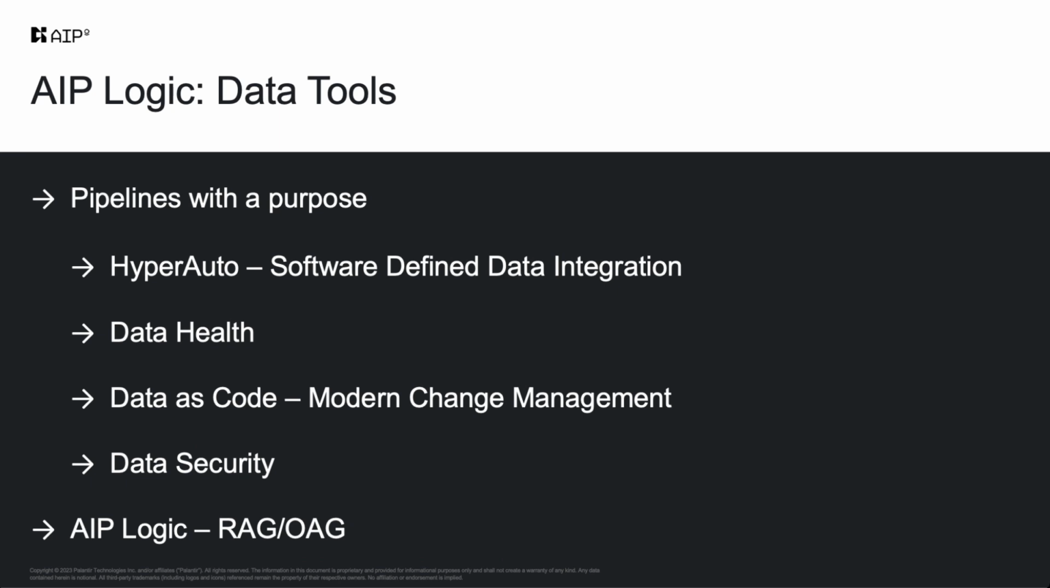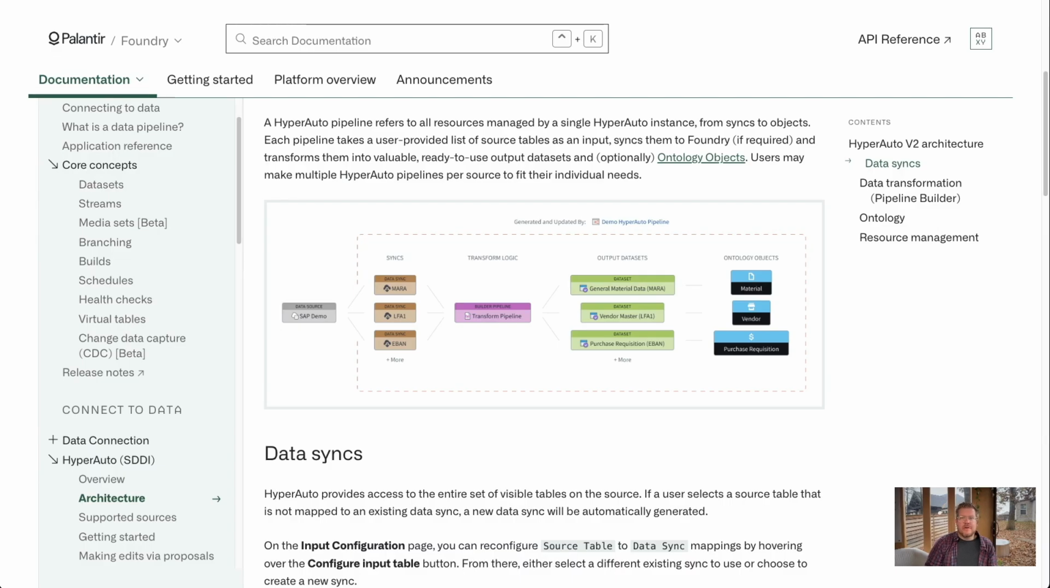So the first thing we're going to go look at is the pipelining, data health components, and how we actually start to get the data in here and build these things. HyperAuto is our software-defined data integration. So when we talk about that, it means I'm going to take metadata about the different source systems, use our knowledge about that, and then automatically create these pipelines for you based on the metadata of your system. And then go all the way through creating those pipelines to usable objects.